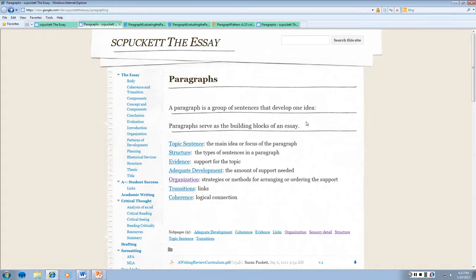So take a few minutes to read over those handouts. See if you can identify the topic sentence, the concluding sentence. See if you can identify strategies used for coherence, so that that can help you develop that skill as well. If you have questions, please let me know.